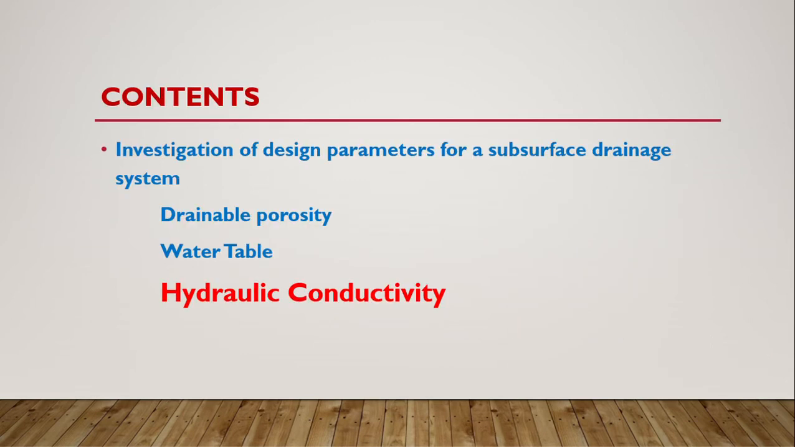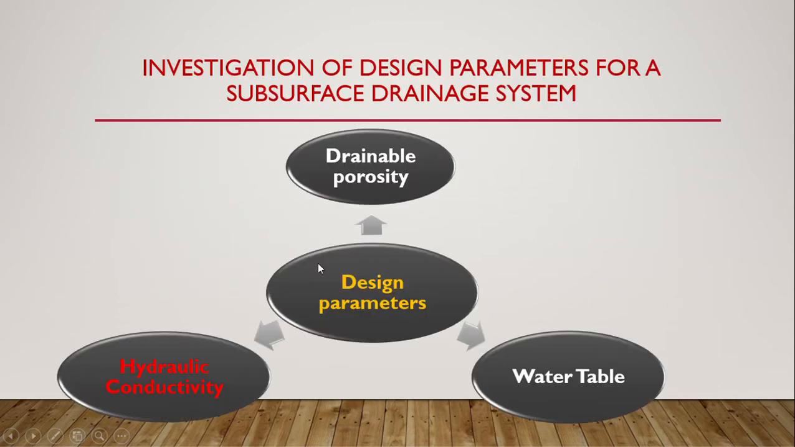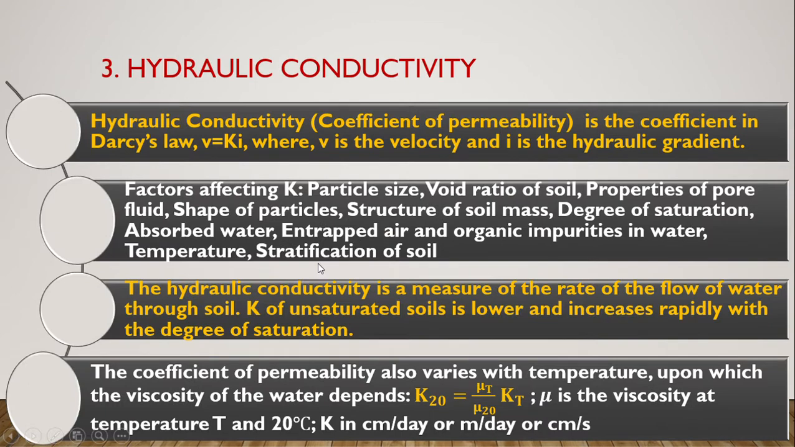So in this lecture, we will see the investigation of design parameters for a subsurface drainage system. There are three design parameters: drainable porosity, water table, and hydraulic conductivity. Both of the first two we have seen in the last lecture, so we will see hydraulic conductivity today.